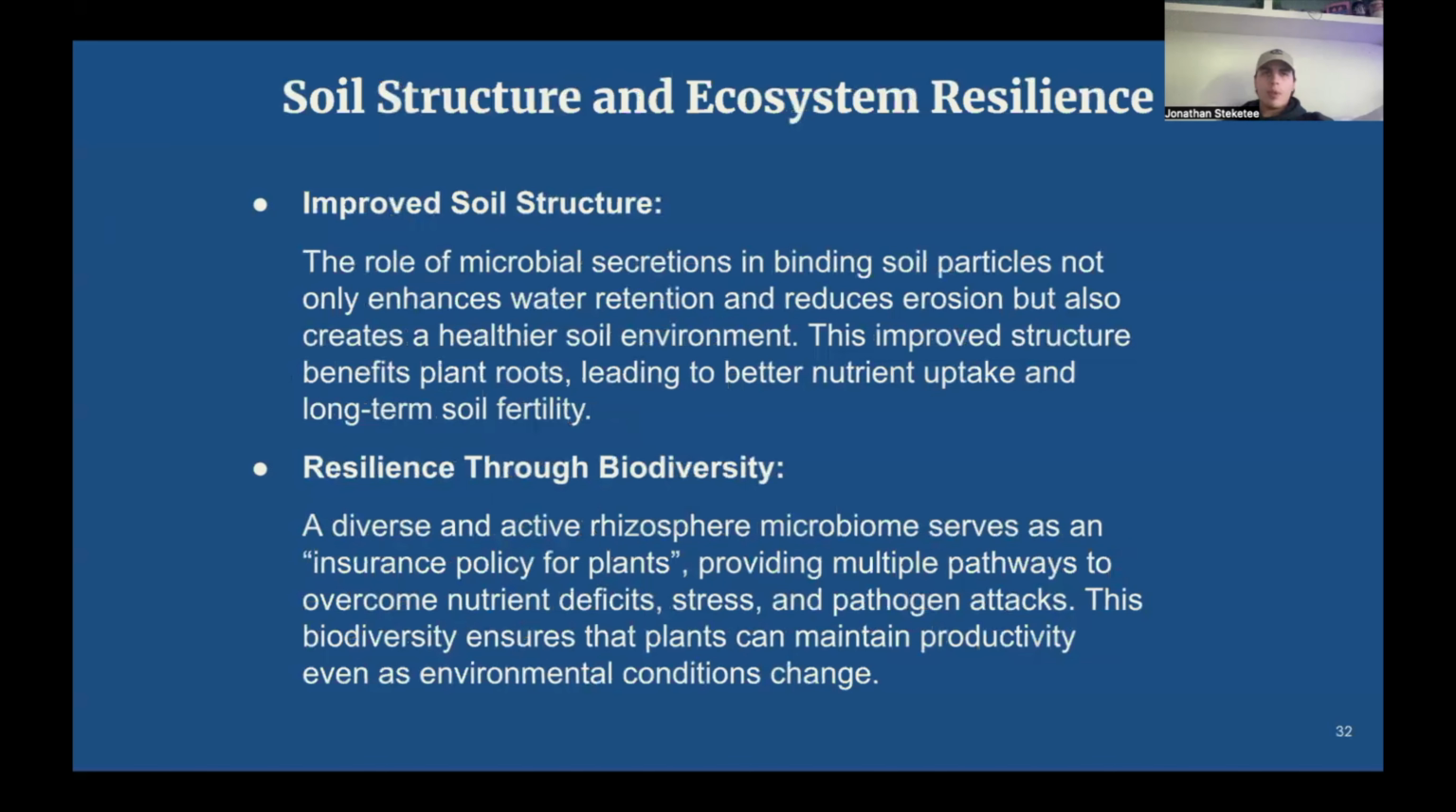Next, soil structure and ecosystem resilience. So here we're just talking about microbial secretions and how they're playing a significant role in improving the overall soil structure. They bind soil particles together, enhance water retention, reduce erosion, and just create a better environment for plant roots. This improved soil structure supports nutrient uptake and long-term fertility. Essentially, you can think of it as an insurance policy for the plant. It helps it adapt to various stresses and changing conditions without any detrimental effects coming from those changing conditions.